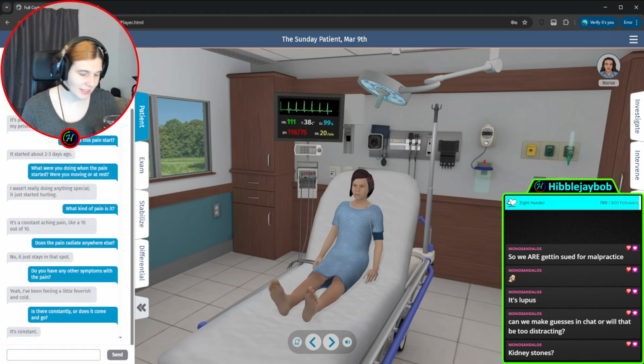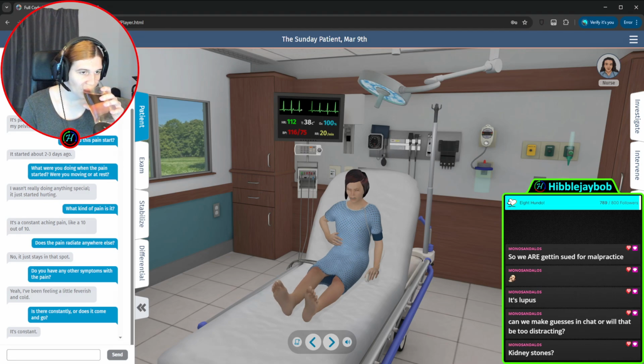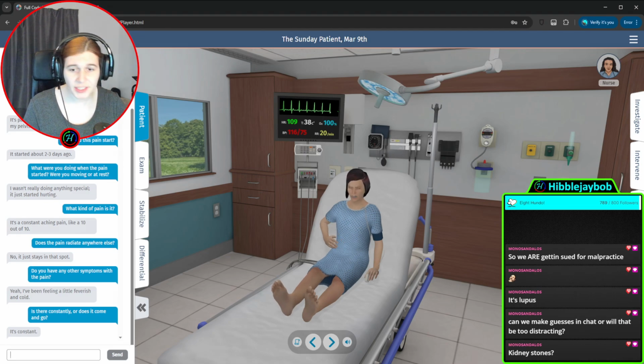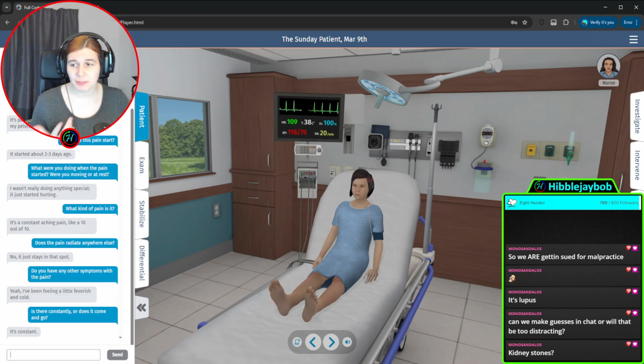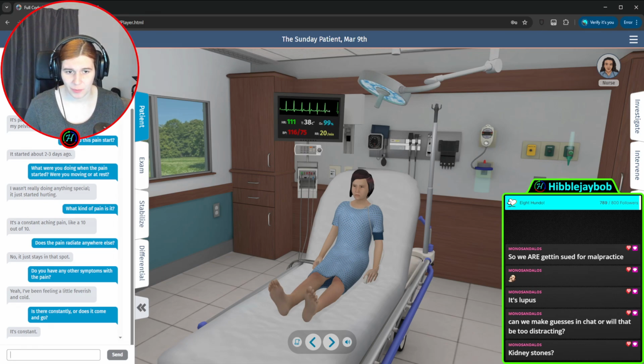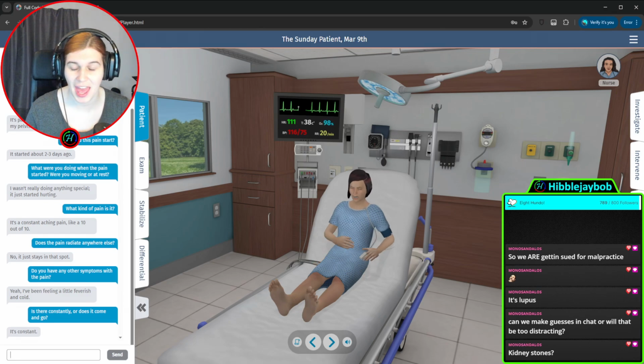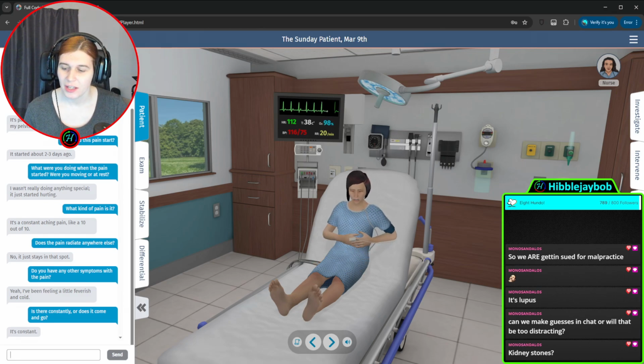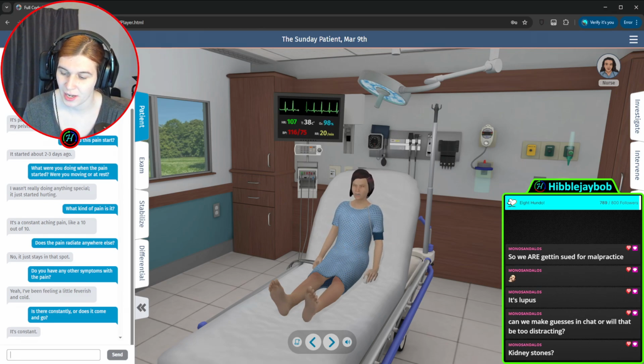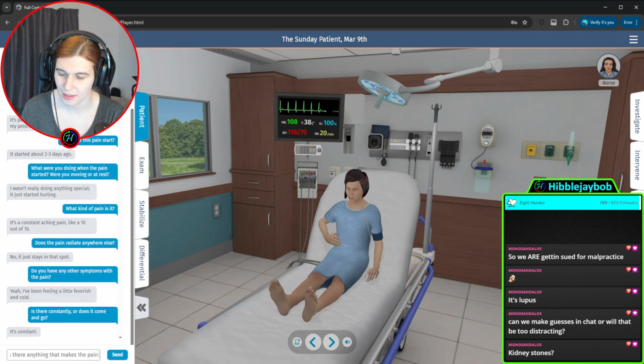Constant. We did actually already answer that earlier, but yeah. So it's a constant pain. We next move on to what is effectively going to be the last letter, which is E. There is an S after it, but we've already answered this, the S, which is severity. So the E is exacerbation. So is there anything that makes the pain better or worse?